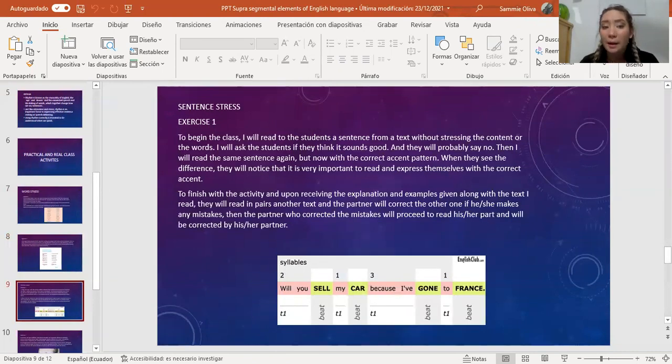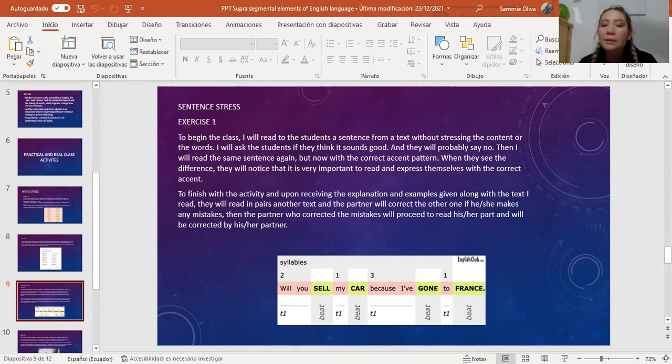Here I have another example. To begin the class, I will read to the students a sentence from a text without stressing the content words. I will ask the students if they think it sounds good, and they will probably say no. Then I will read the same sentence again, but now with the correct accent pattern. When they see the difference, they will notice that it is very important to read and express themselves with the correct accent.